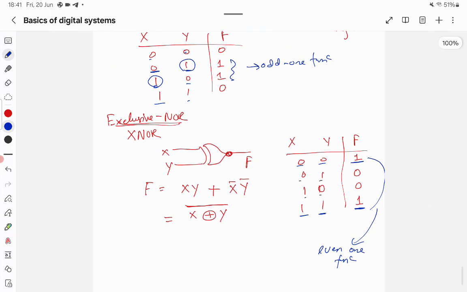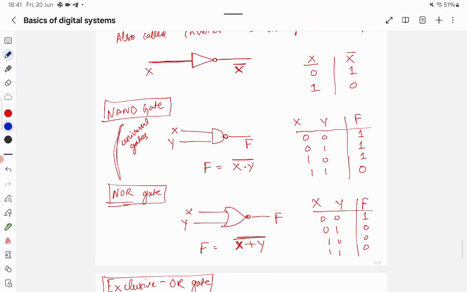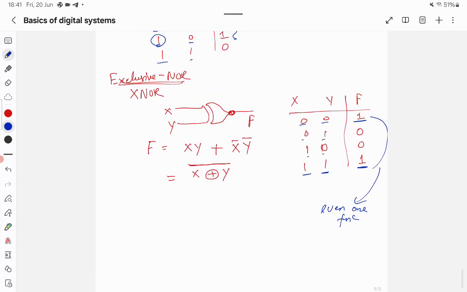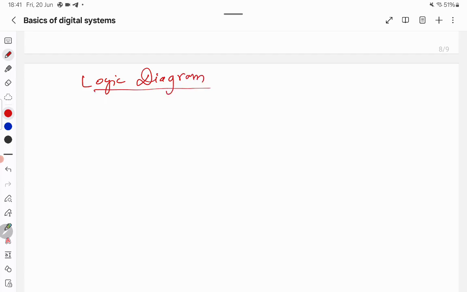So these were the basics of all the logic gates: AND gate, OR gate, NAND gate, NOT gate, NOR, XNOR, XOR. Everything about the gate introduction part is finished. So let's move to the logic diagram. A logic diagram is basically the diagram to represent the connections between the gates and how signals pass through them.